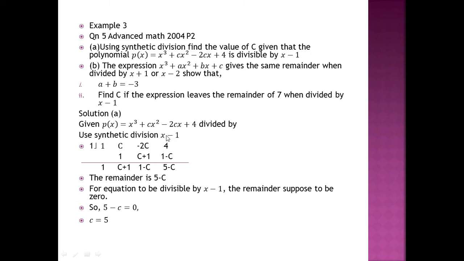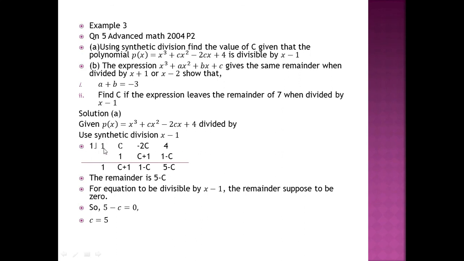So we arrange it like that. When this one is equal to 0, then x is going to be 1. So 1 we put in the left side, and then the coefficients of this function we put in the right side. So it's going to be 1, then c, then negative 2c, then plus 4. Then we drop down like we have done previously. We'll drop down this one into the bottom.